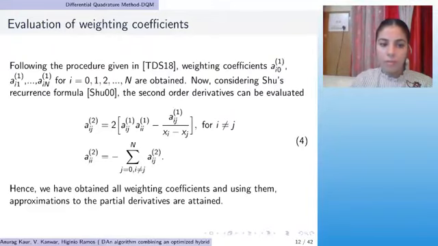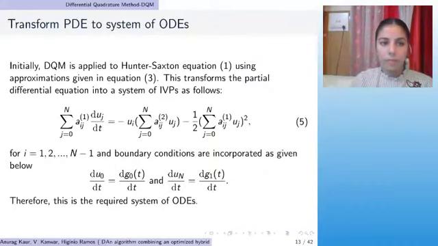Now using them, we have approximated the partial derivatives. So now using DQM, we have transformed the PDE into a system of ODEs as given in equation 5. Now we have incorporated the boundary conditions with it. Therefore, this is the required system of ODEs.